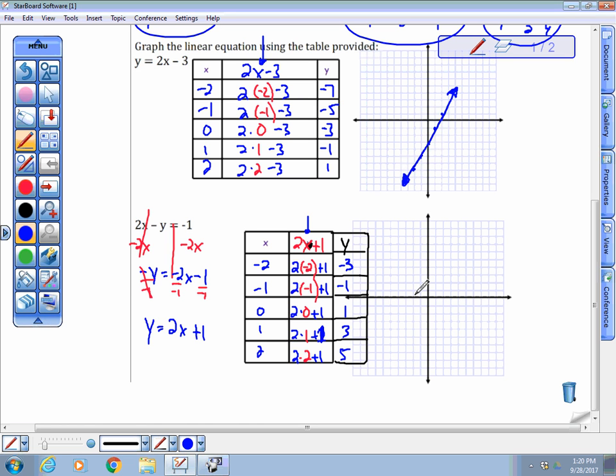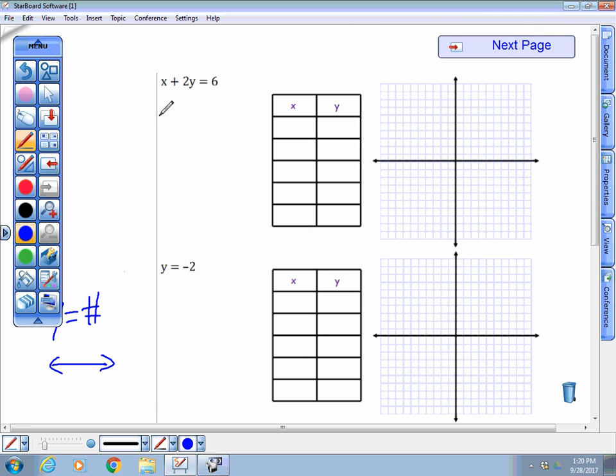Graph these points. Negative 2 down 3. Negative 1 down 1. 0 up 1. 1 up 3. And then 2 up 5. Connect the dots. Arrows with the extension. Next page. Yeah, this one, let's subtract x to both sides. And you're left with 2y equals a minus x plus 6. And then divide everything by 2. And you will have y equals a minus x over 2 plus 3.